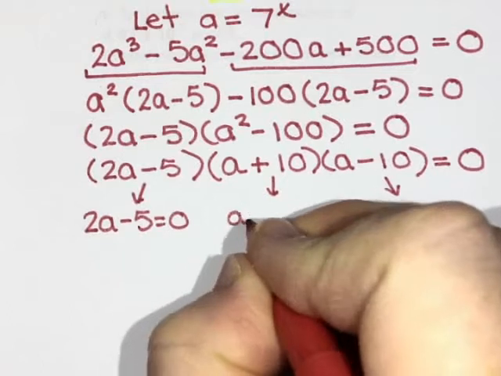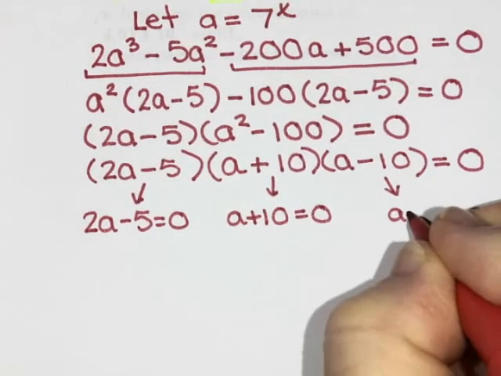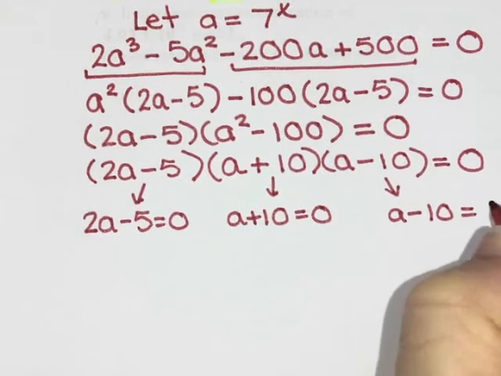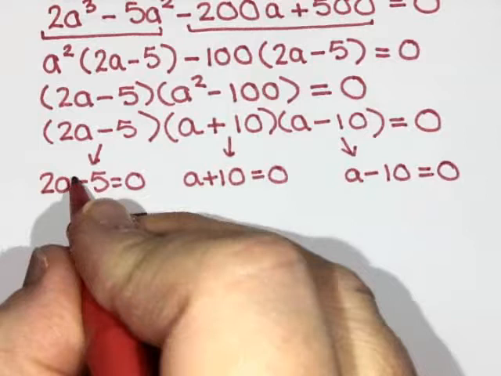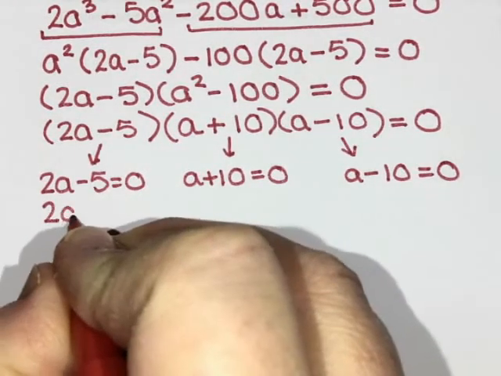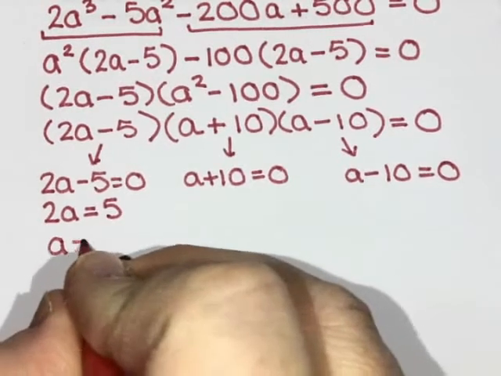I have a plus 10, and I would like to know what makes that equal 0. And I have a minus 10, and I would like to know what makes that equal 0. So we're going to do a little rearranging. I'm going to add 5 to get 2a equals 5, and then divide by 2 to get a equals 5 over 2.